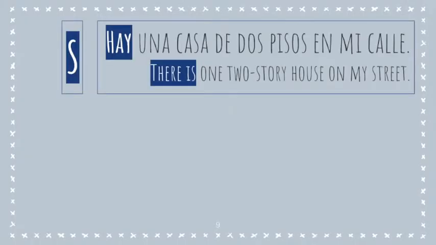All right, so let's take a look at some examples, los ejemplos, of the use of hay in both singular and plural forms. So our first example is singular. Hay una casa de 2 pisos en mi calle. Hay una casa, there's a house, de 2 pisos, with 2 stories, en mi calle, on my street.